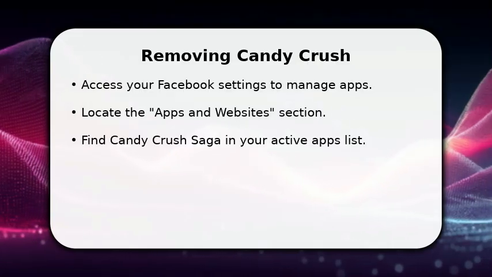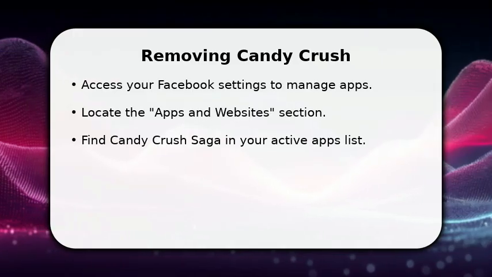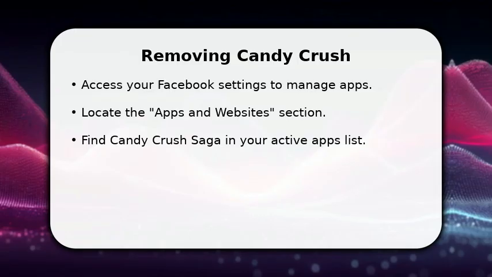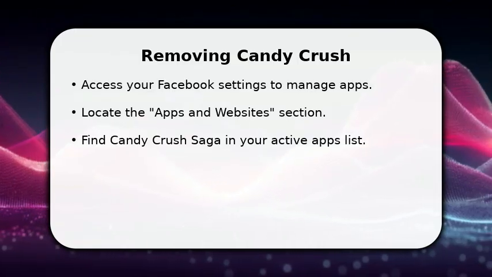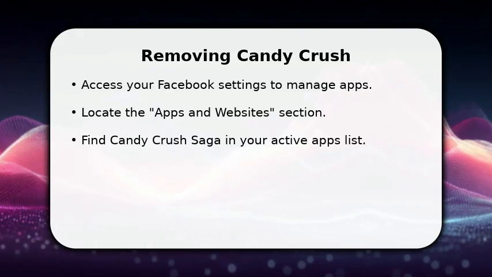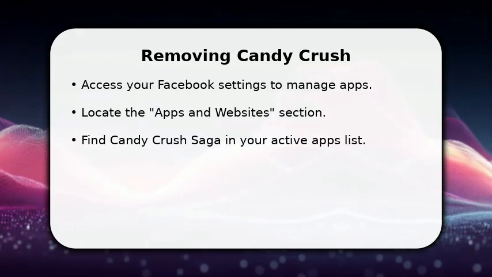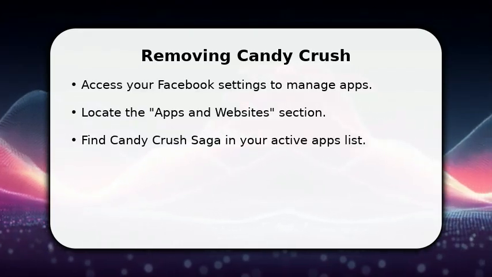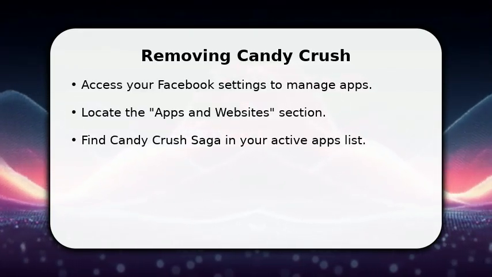In this video, I will explain how to remove Candy Crush from Facebook. To begin, navigate to your Facebook settings. Once there, look for the Apps and Websites section, which is usually found on the left-hand menu. This area lists all the applications connected to your account. You will find Candy Crush Saga among your active apps, ready for the next step.